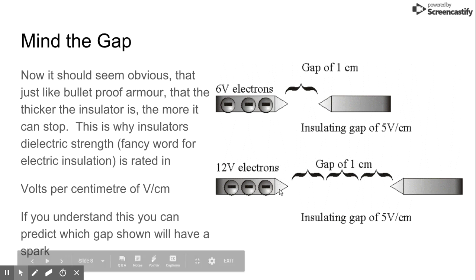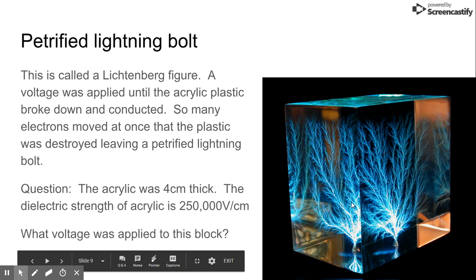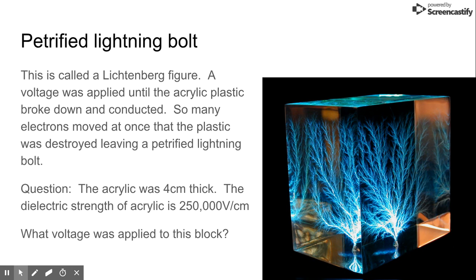So you could bring this point closer, and at the moment the spark jumped, you could measure the distance, and knowing the insulating capacity, you could tell me the voltage. And here's an example of this. This is acrylic, which has an ability to insulate to 250,000 volts per centimeter. This plastic is 4 centimeters across, so 250,000 volts a centimeter for 4 centimeters, that's 1,000,000 volts of insulation. So the spark that you see petrified in the plastic was 1,000,000 volts to do that.